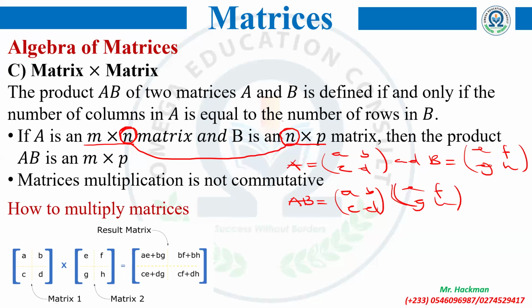All right. So assuming I have a matrix of order M by N, that is my matrix A. And I have a matrix B of order, let me do N by P.